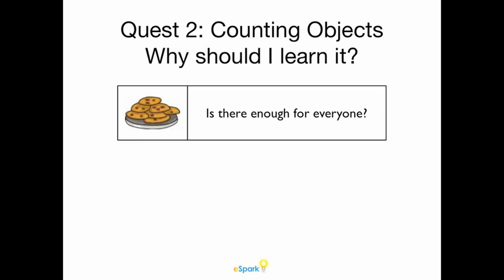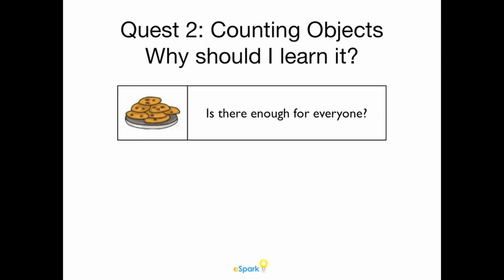So you may have a group of friends over and you want to give everyone a cookie. How will you know if you have enough for everybody? You need to assign a number to each cookie. So let's count the cookies. 1, 2, 3, 4, 5, 6, 7. There are 7 cookies in the group, and we know this because we assigned each cookie a number. So that means that we have 7 cookies. We can have 7 friends over.